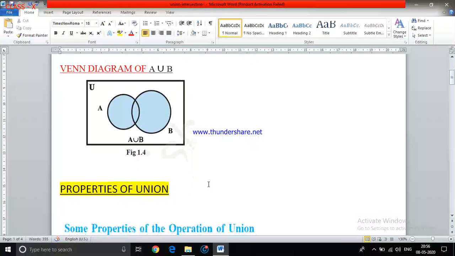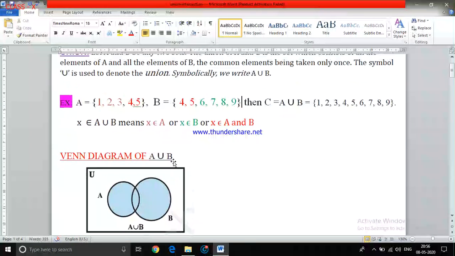Now there are some properties of the union. What are the properties? The first property: if I have sets A and B, I get A union B. What about B union A? B union A means it consists of all those elements from B as well as the elements from A. Can I say B union A is the same as A union B? The elements will remain the same.